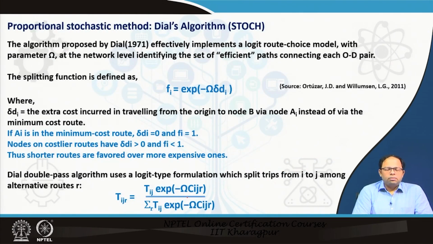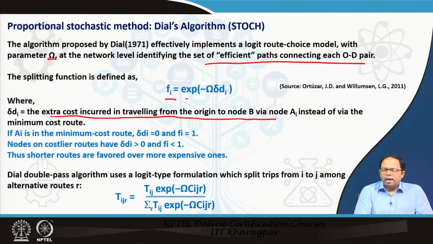Now in Dial's algorithm, the algorithm proposed by Dial implements a logit route choice model with parameter omega at the network level, identifying a set of efficient paths connecting each OD pair. So that means when there are different route choices, using a logit type of formulation, e to the power of a particular amount of cost is used, because that is a sort of impedance used to divide the number of trips between the different routes. So the splitting function is defined as f_i equal to exponential to the power minus omega delta d_i, where delta d_i is the extra cost incurred in traveling from origin to node b via node ai, the same concept that we just discussed, instead of via the minimum cost route.